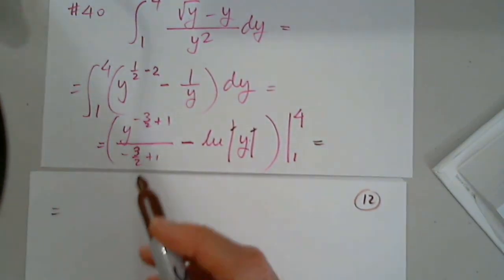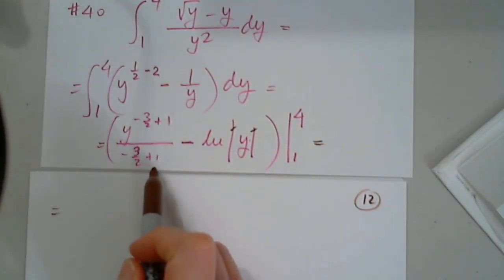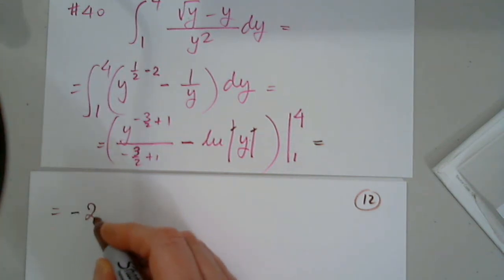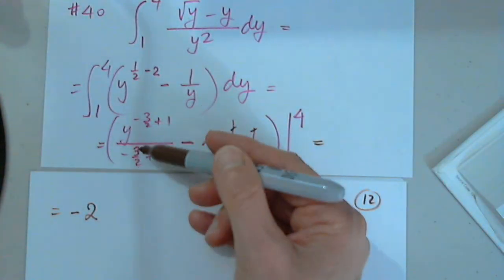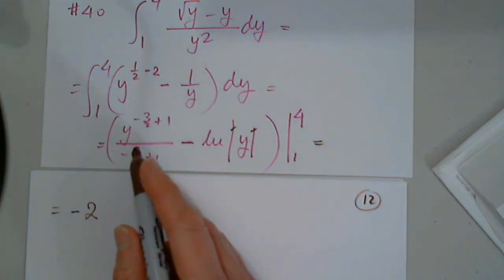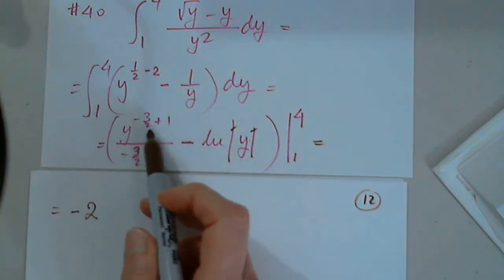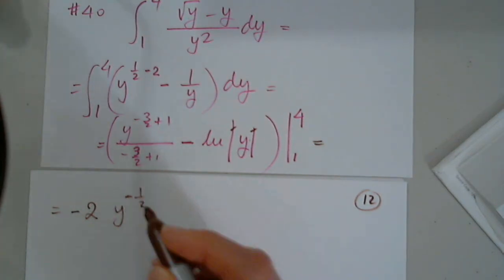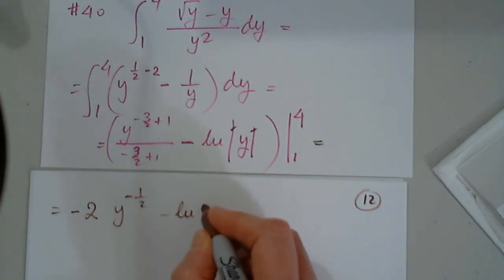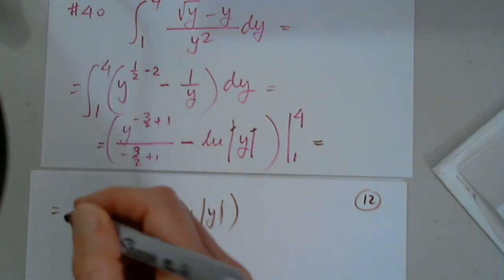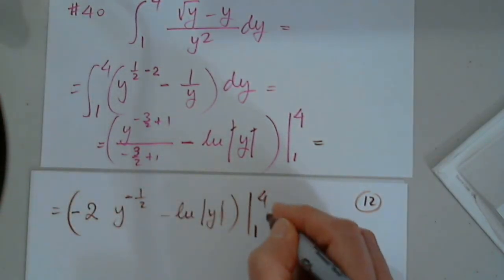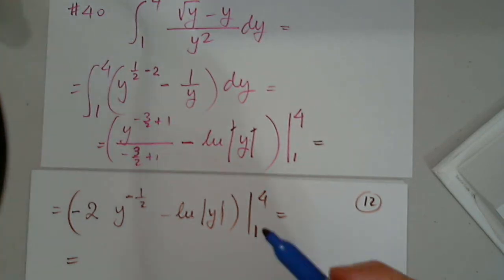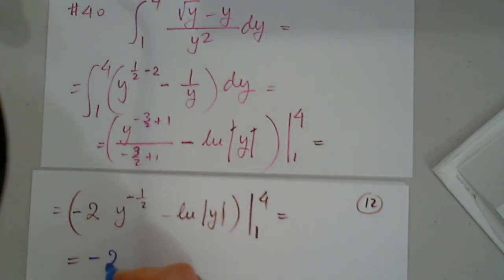And so this is -3/2 plus 1, which is -1/2. So I have to flip that into -2 because it's 1 over -1/2. And then the top is, again, -1/2. So this will be y to -1/2. And then minus natural log of the absolute value of y, again, from 1 to 4. Perfect. So I plug in 4, so -2.